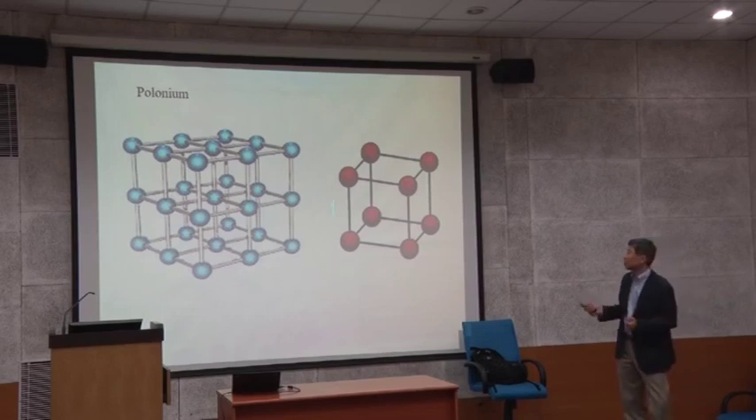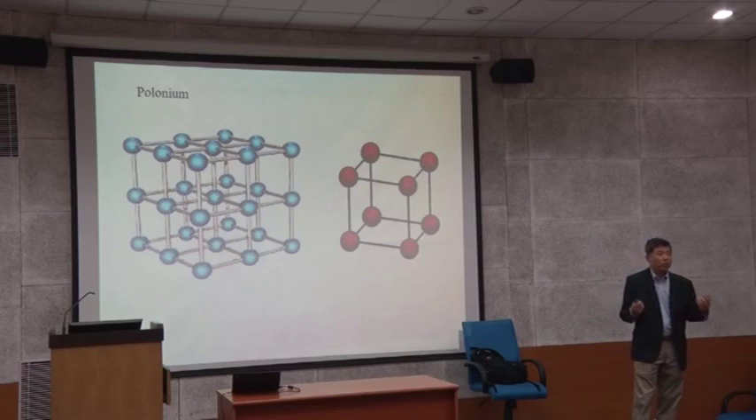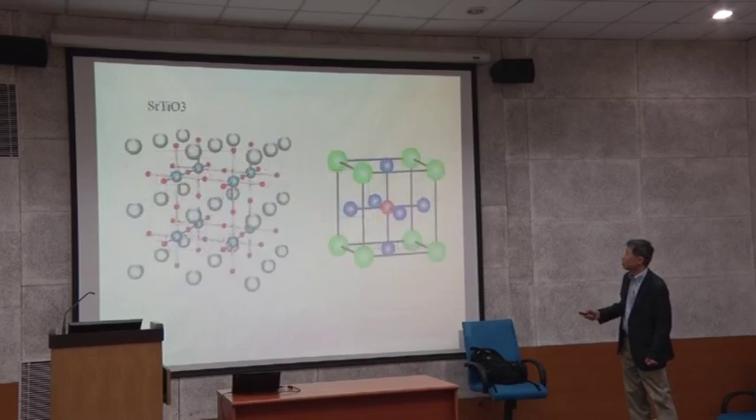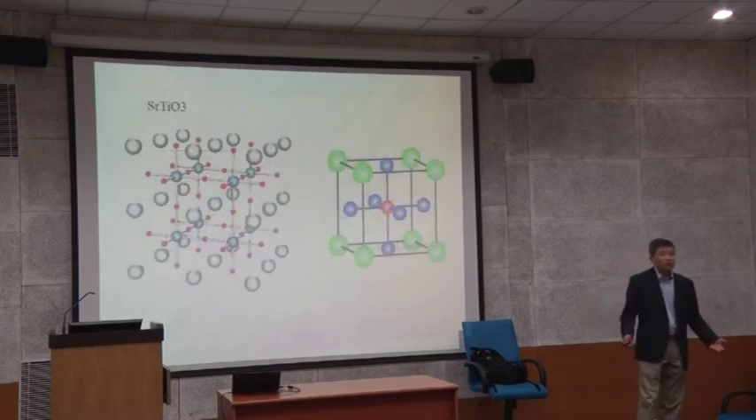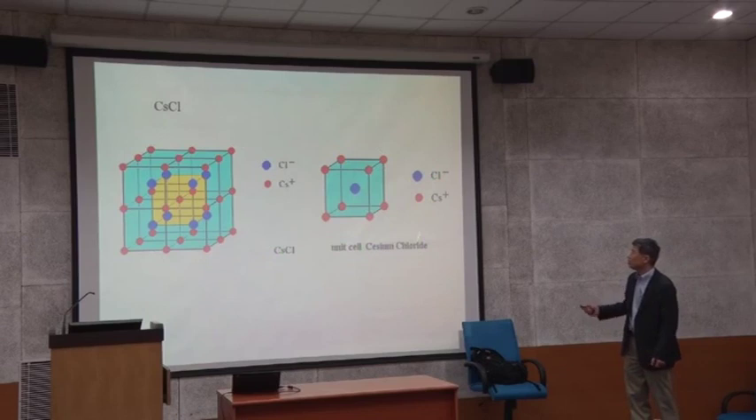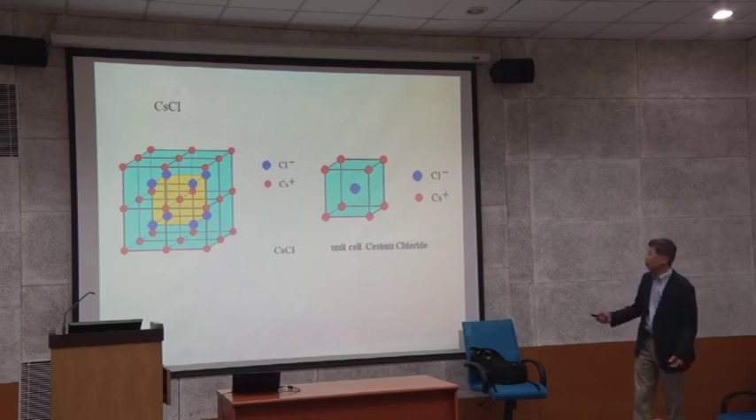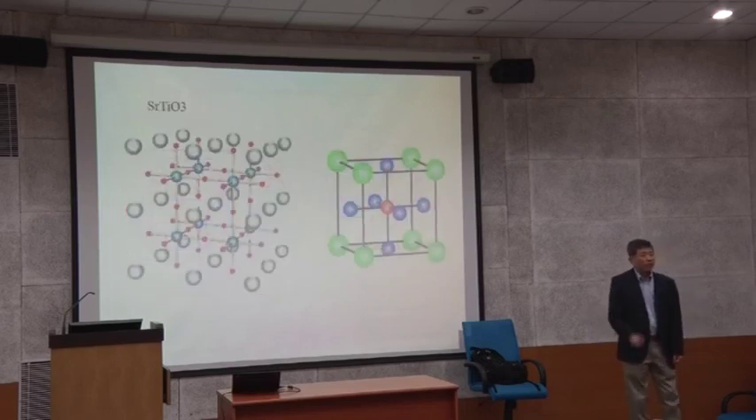But polonium is the only pure element that has a simple cubic lattice. X-ray diffraction sees this one and this one the same. X-ray also sees the same for the cesium chloride structure, with chlorine here and cesium at the corner. This looks like a BCC structure, but it's not BCC. This lattice itself is simple cubic. So this one, this one, and this one are all the same simple cubic lattice.